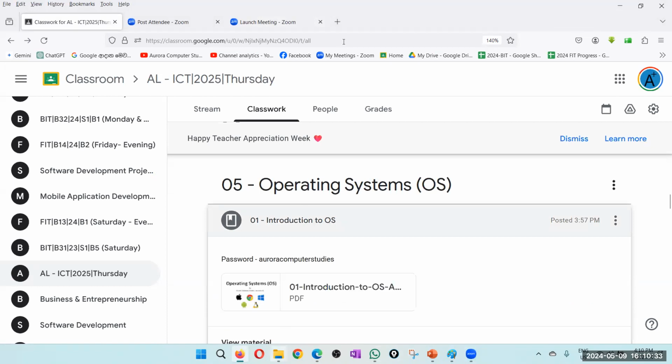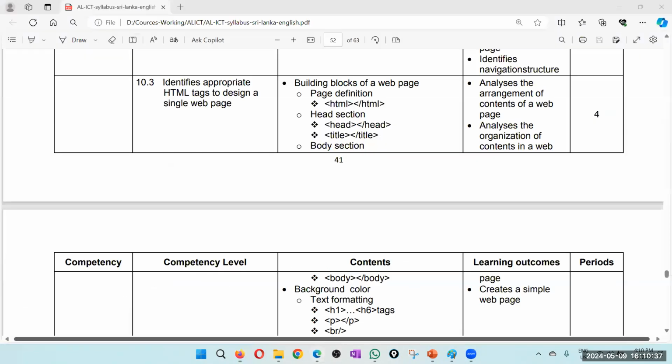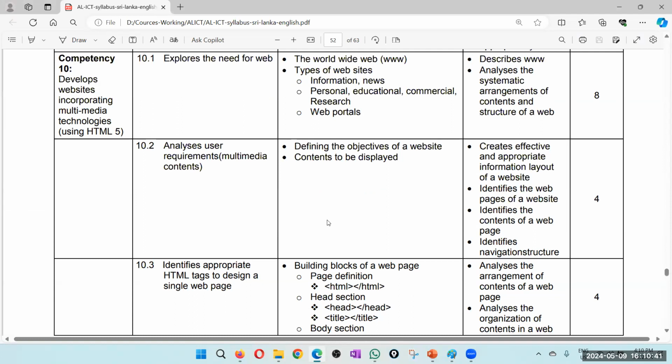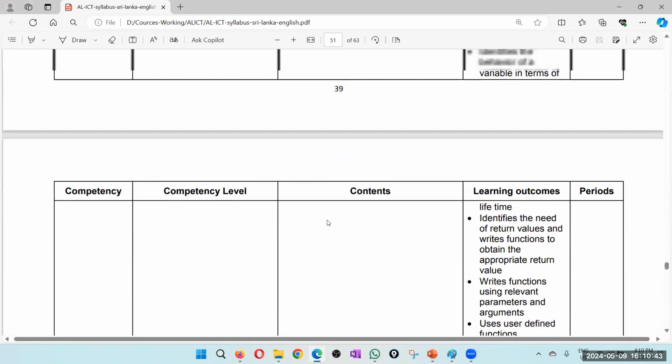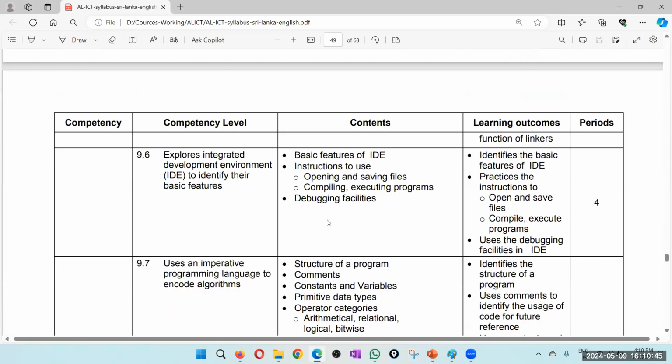But first, I will just show you the syllabus for this topic. We'll do a few more logic questions while we are proceeding with memory, sorry, operating systems.